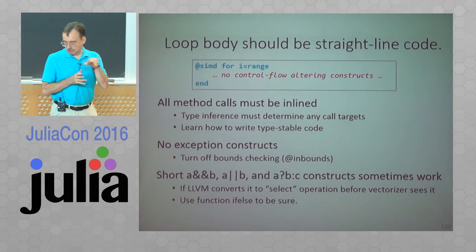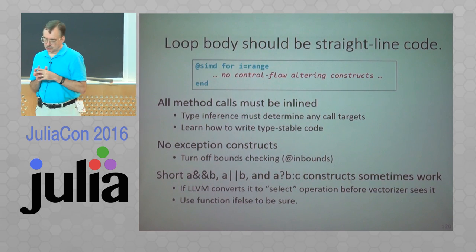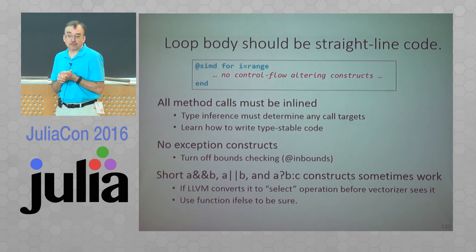Okay, the loop body, so it should be straight line code. There's a few exceptions here. Oh, all the method calls have to be inlined. It won't vectorize or generate SIMD instructions if there's any method calls that aren't inlined.